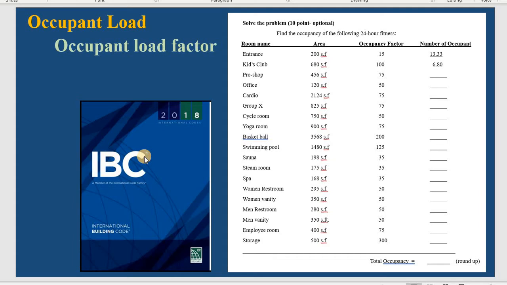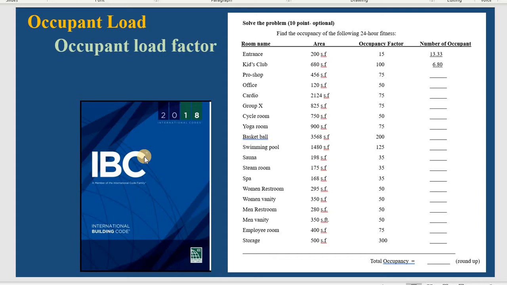And occupant load factor is the number to show you how much area one person needs. For example, they say occupant load factor 15. That means one person needs 15 square feet of area at that place.